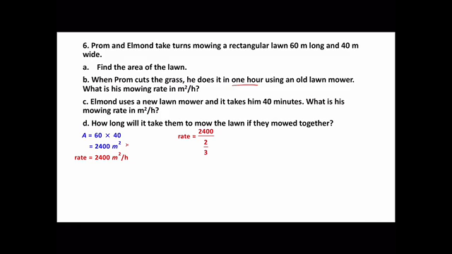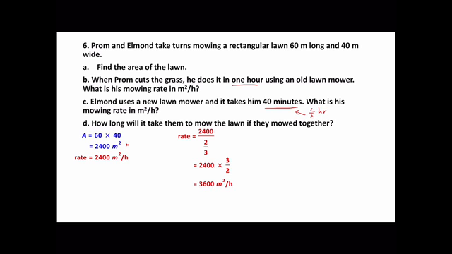So this time, the rate will be 2,400, so that's how much he's mowing still. This time divided by 40 minutes. Okay, so remember 40 minutes is 40 out of 60, 2/3 of an hour. Okay, so 2,400 divided by 2/3, same as 2,400 times 3 over 2, okay? So remember, you flip it and multiply. So 2,400 times 3 over 2, 3,600 metres squared per hour.